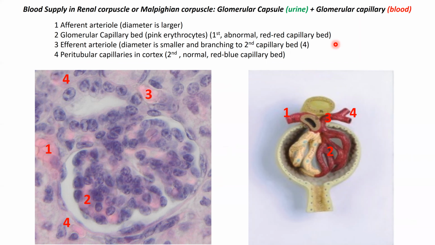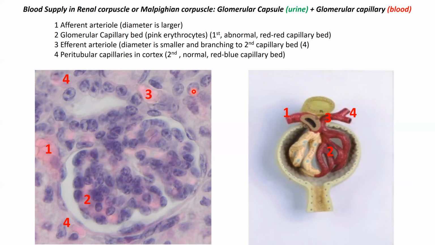red capillary bed. Then this is going to merge, and it becomes an efferent arteriole. Let's call number 3 efferent arteriole. The diameter is smaller. And guess what this guy is going to do? Something very strange. It's going to start branching again, creating a second capillary bed, which is going to be the normal red and blue capillary bed. And again, this is a very unique situation.